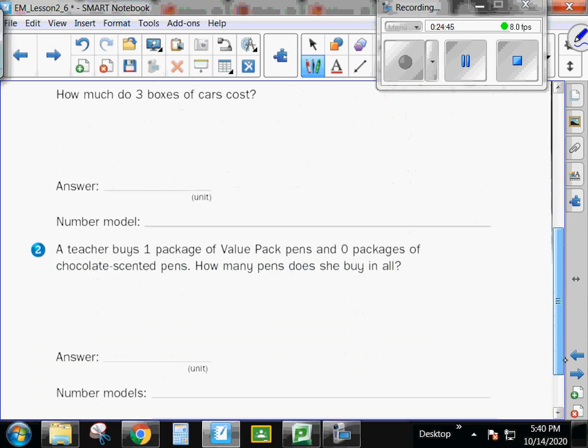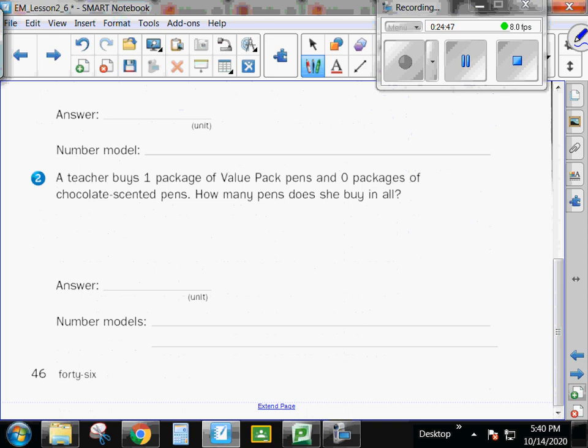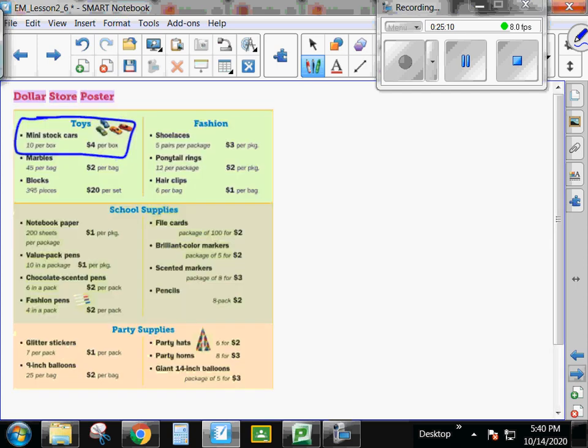All right, then to go to number 2, a teacher buys 1 package of value pack pens and 0 packages of chocolate scented pens. How many pens does she buy in all? So she buys 1 package of value pack pens and 0 packs of chocolate scented. So I need to look at the value pack pens and the chocolate scented pens. Let me do that. So we've got our value pack pens. There's 10 in a package. And we've got the chocolate scented pens. There are 6 in a pack.